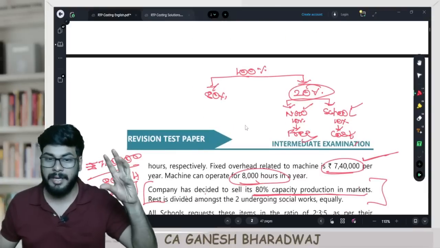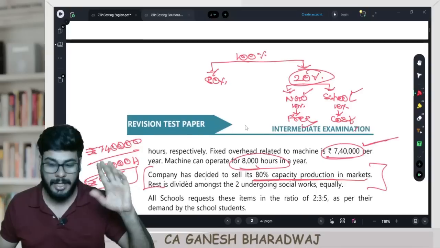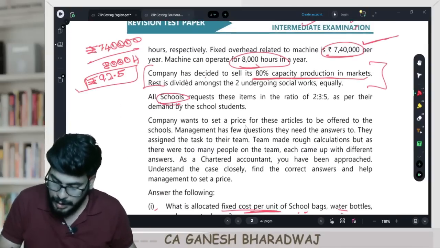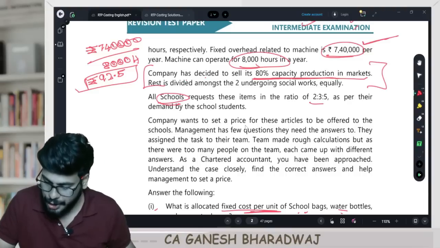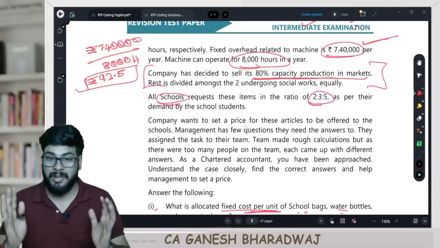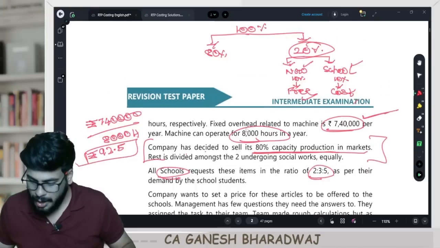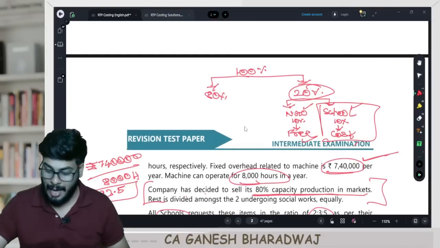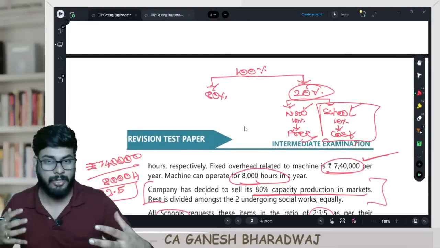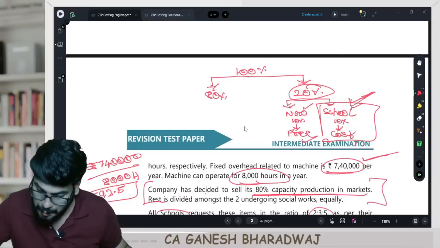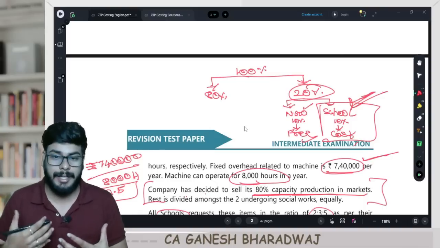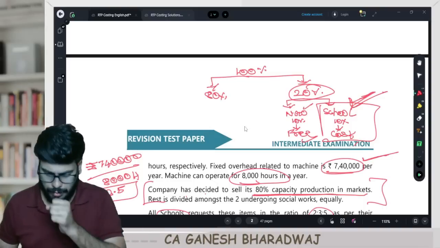Now it's slightly difficultly worded. Let's be very, very careful here. Now all the schools request these items in the ratio of 2:3:5. Now this entire question is pertaining to this component alone. Are you clear with this? All the MCQs are pertaining to this particular component of the NGO, the social activity that they are undertaking pertaining to the schools.